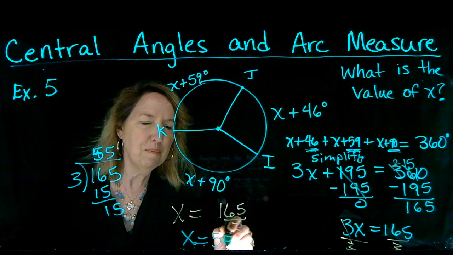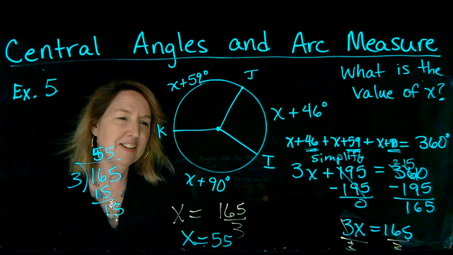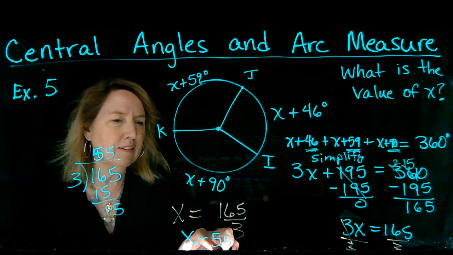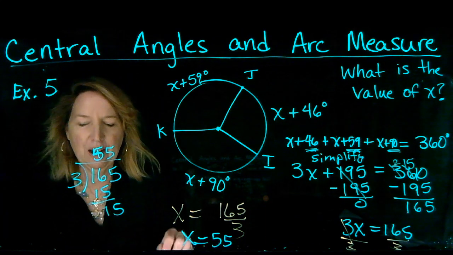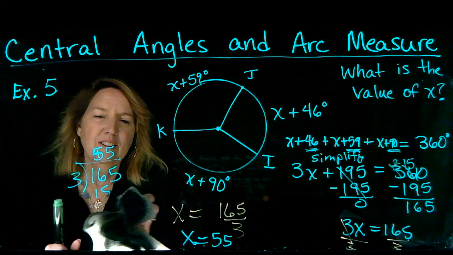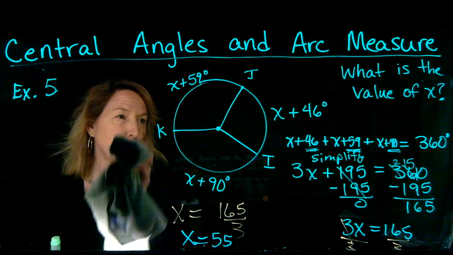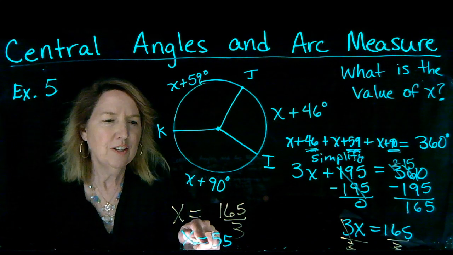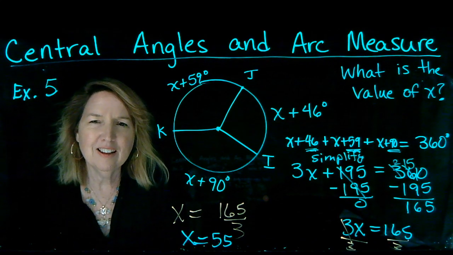I was worried for a moment it wasn't going to go in evenly, but it does. So we get our answer, x equals 55. How do we do that? Using logic and algebra as our tool to determine the answer for x.